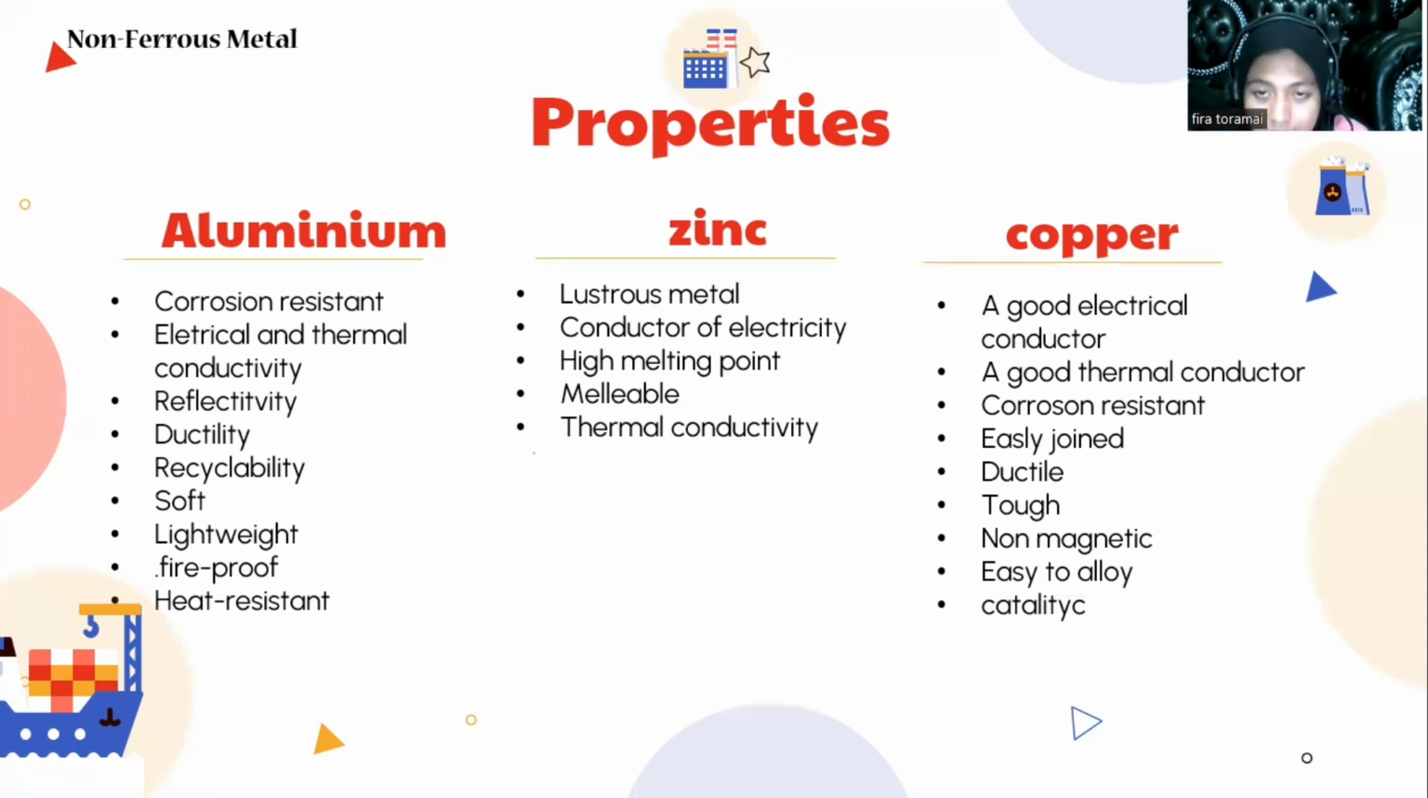And the last is copper. Copper is a good electrical conductor, a good thermal conductor, corrosion resistant, easy to join, ductile, and others.